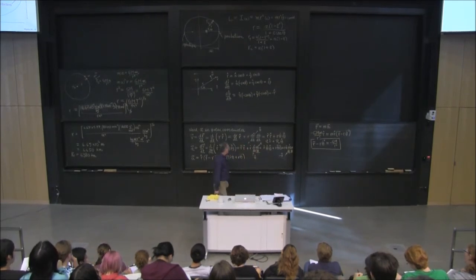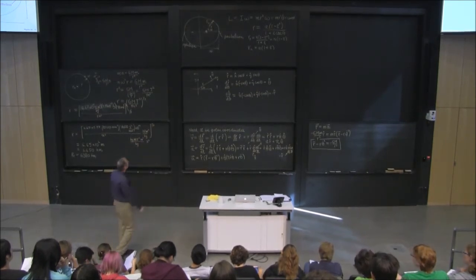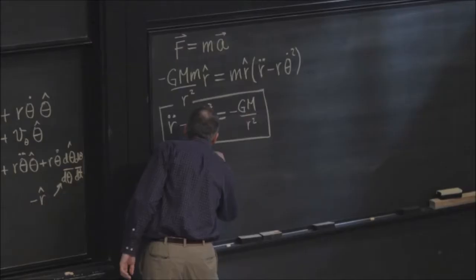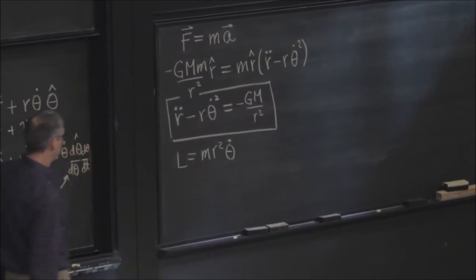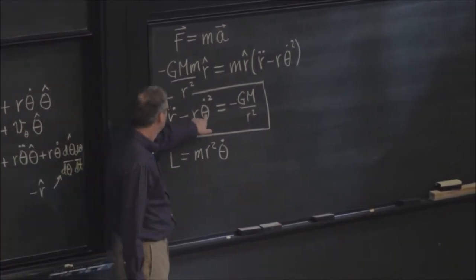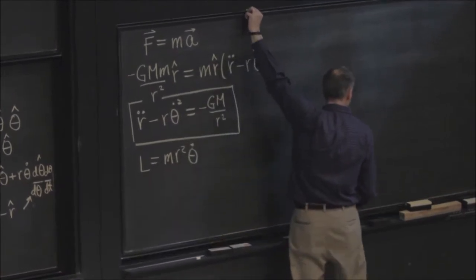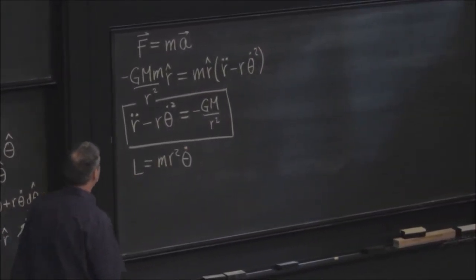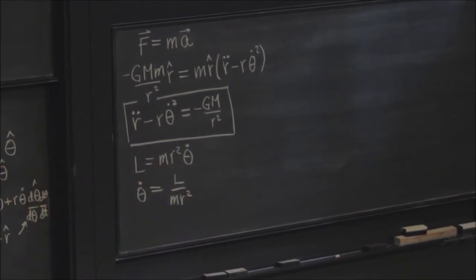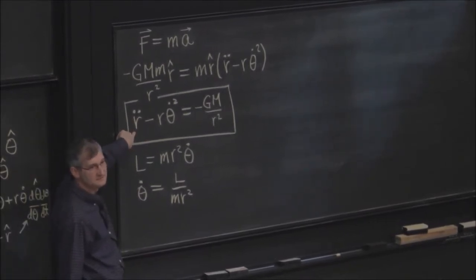Okay, now I promised that we would try to make some mileage out of the fact that the angular momentum is a constant. So the angular momentum, m r squared theta dot, is a constant. And I can use that to get rid of this term, or the theta dot dependence, right? I could solve the angular momentum for theta dot. And I can substitute that into the equation of motion and get rid of theta entirely, right?